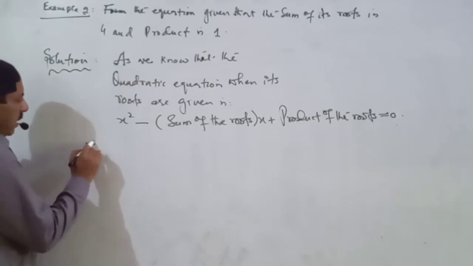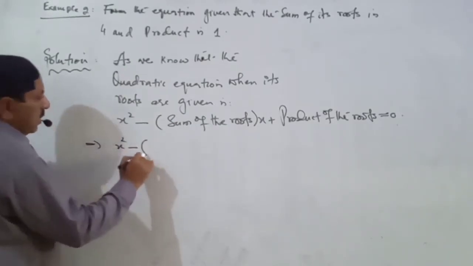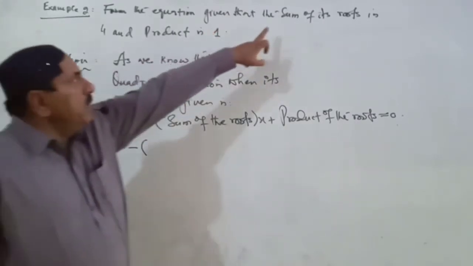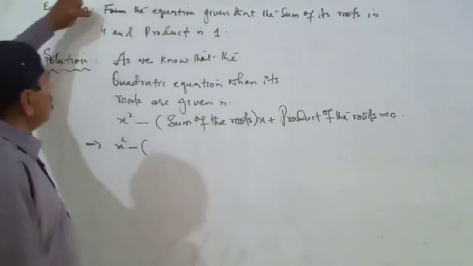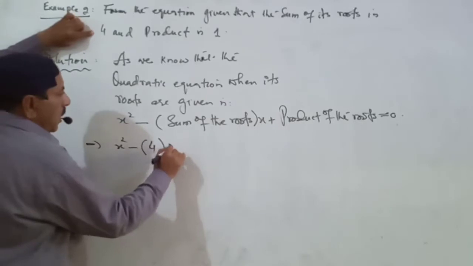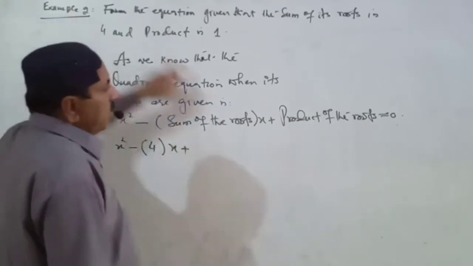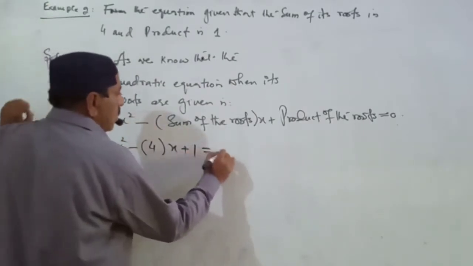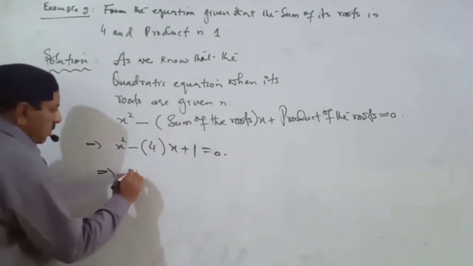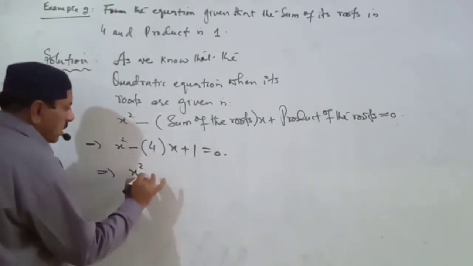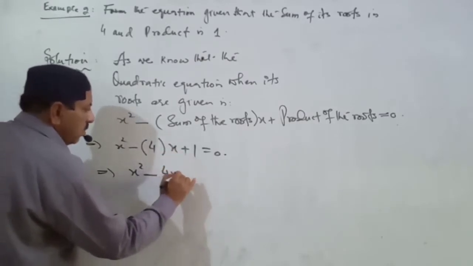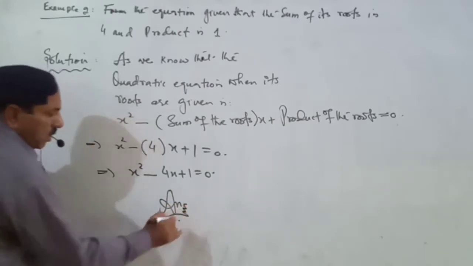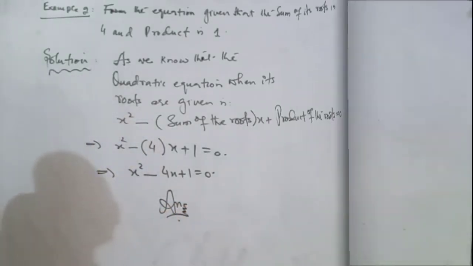So it implies that this will be x square minus sum of the roots. It is indicated that the sum of the roots is 4, x plus product of the roots, and the product is 1, plus 1 is equal to 0. So at the stage of simplification, x square minus 4x plus 1 is equal to 0. This is the required answer.